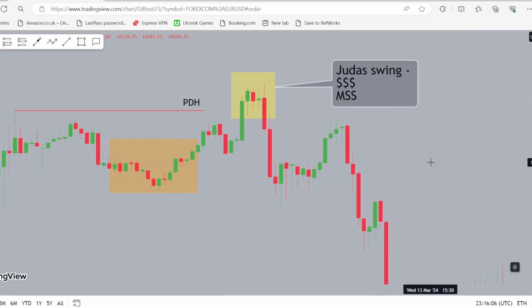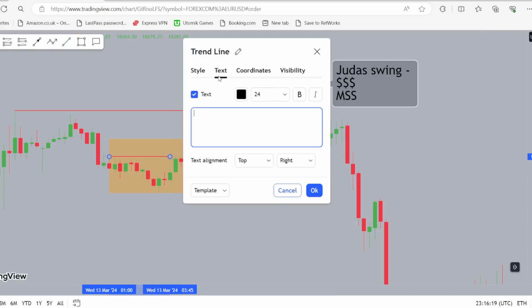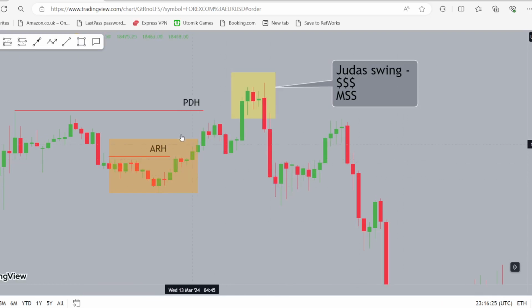So what makes a Judas swing higher probability is when we have a previous day high that's been swept, as well as, if I bring your attention to this over here, the Asian range high. That's also been swept as well. So we see the Asian range high, ARH, being swept in conjunction with the previous day high, right?